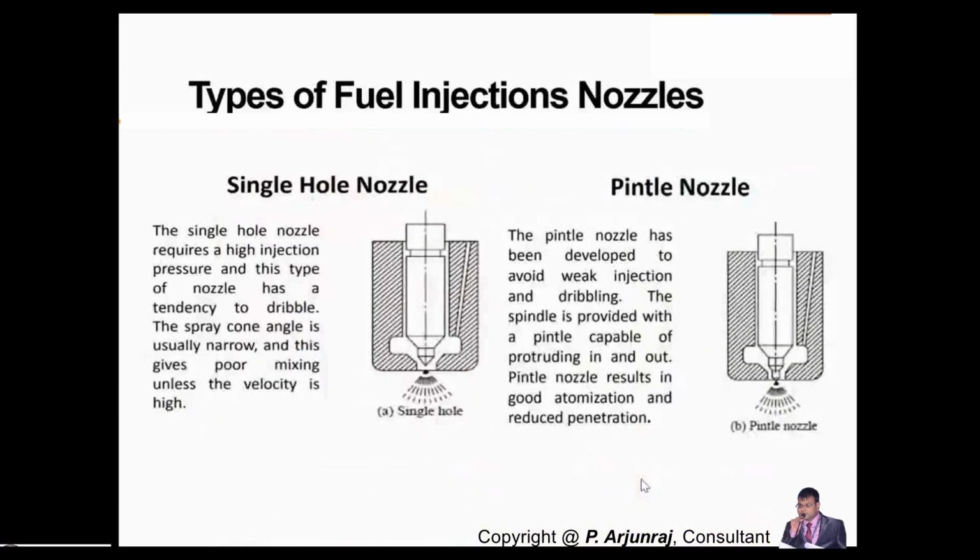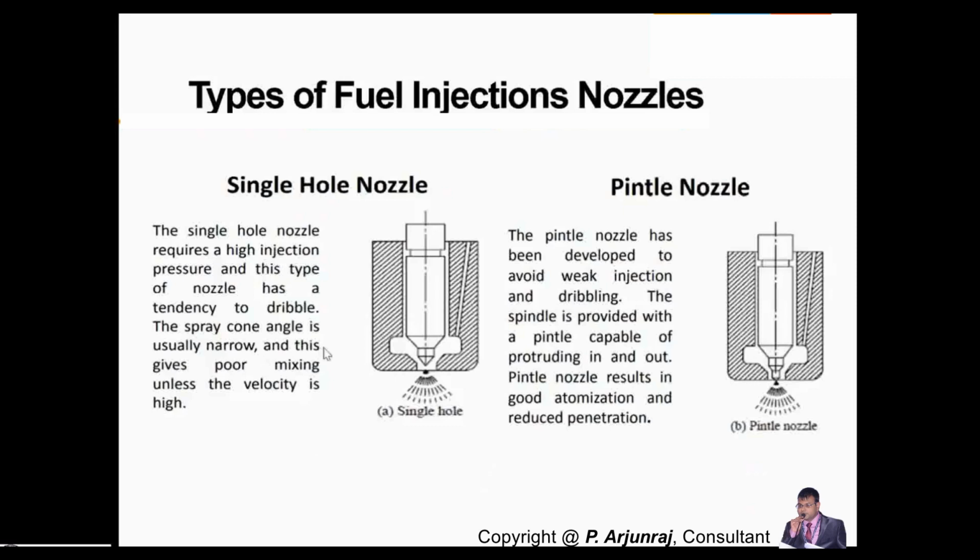First one is the single hole nozzle. The single hole nozzle requires a high injection pressure because you are going to have only a single hole here. And this type of nozzle has a tendency to dribble. You dribble, and again there is a possibility you will have some leakage also. Even though it looks very simple in design and construction, the leakage can happen.